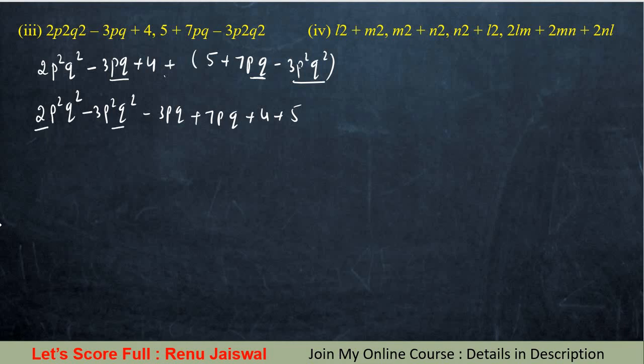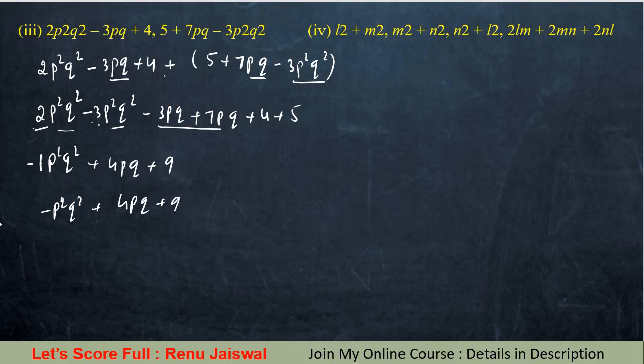As they are like terms with different signs, it is subtraction. 2 minus 3 is 1 and sign of the bigger number. So 1 P square Q square, this one. Then same way here 4PQ and then 9. For minus 1 we need not write, 1 is not written, so just keep the sign, that's all. 4PQ plus 9.